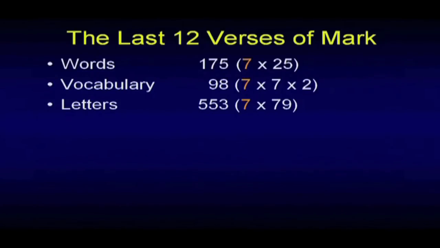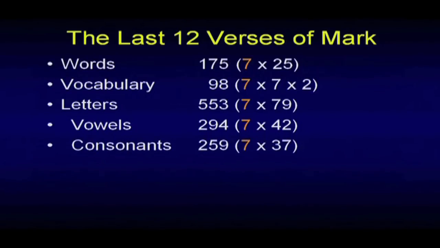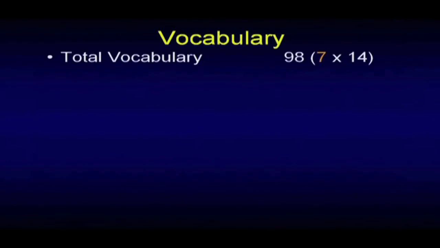The number of letters in the Greek are 553. That turns out to be a multiple of 7 precisely. When I say a multiple, there's no left over. You follow me? The vowels are a multiple of 7 exactly, and so are the consonants. Well, they would be, because they would be dependent on one another. The total vocabulary, I said, was 98.